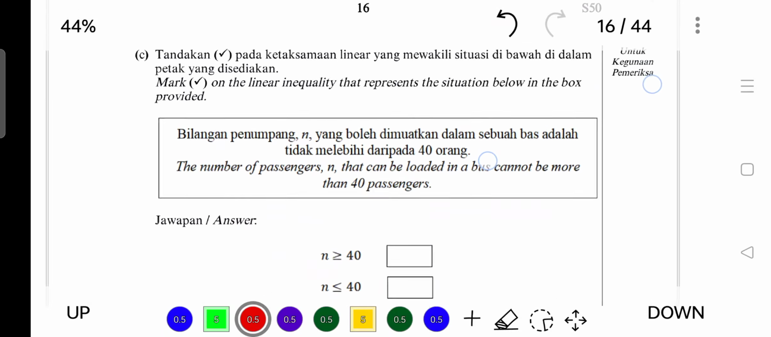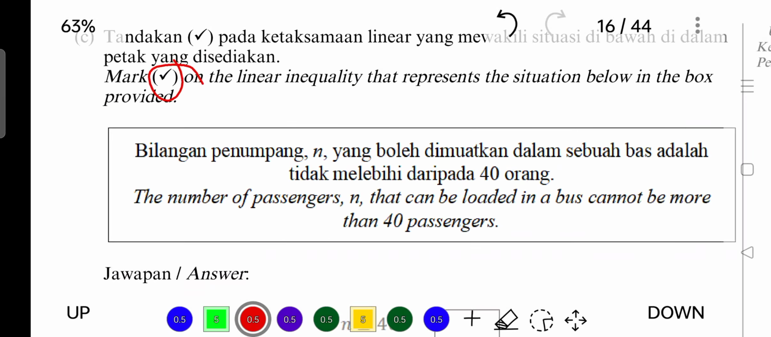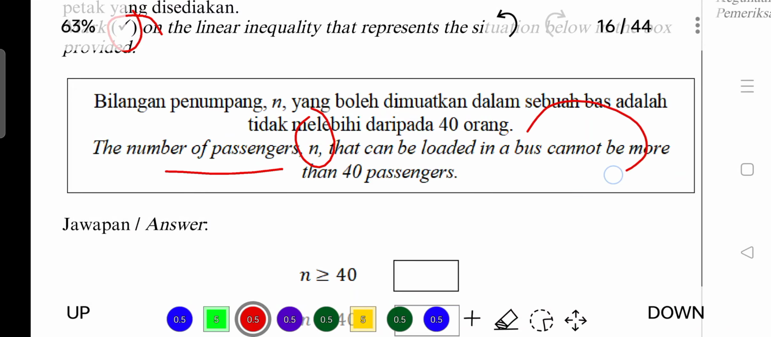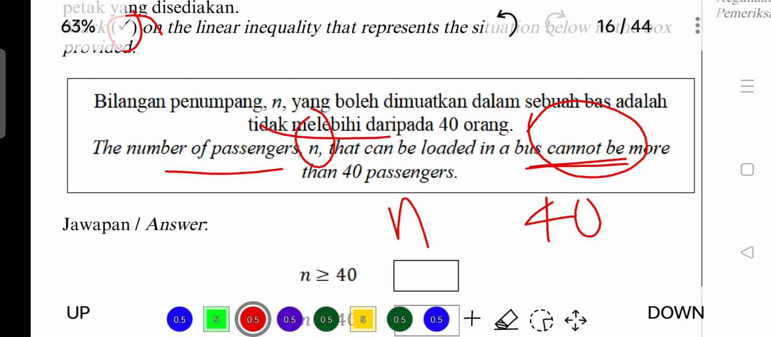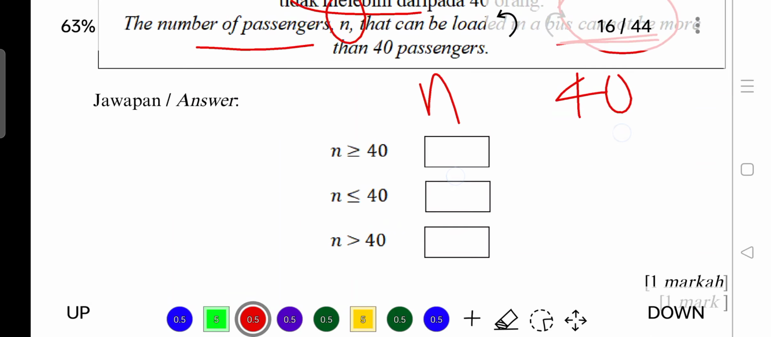Go to question C. Mark right on the linear inequality that represents the situation below in the box provided. So the number of passengers that can be loaded in a bus cannot be more than 40 passengers. So you have 40, and the word given is cannot be more. Tak boleh lebih, tidak melebihi. If it can't be more than 40, so which one is correct?